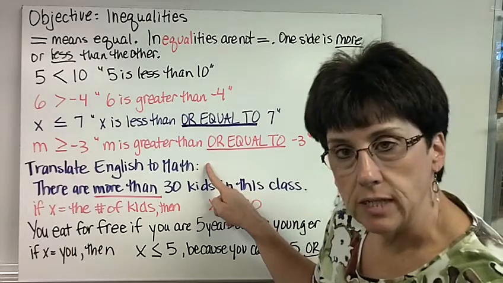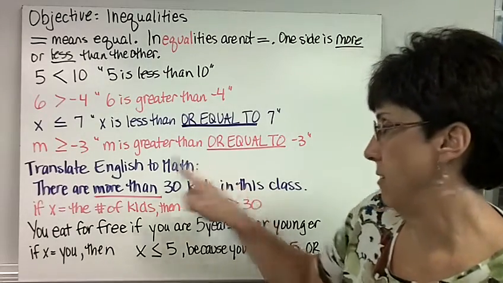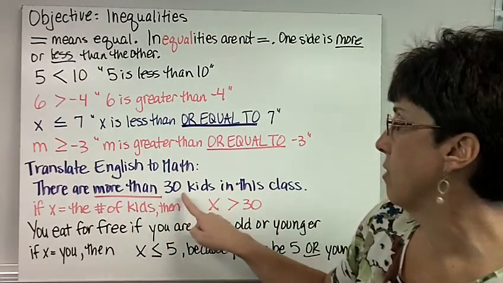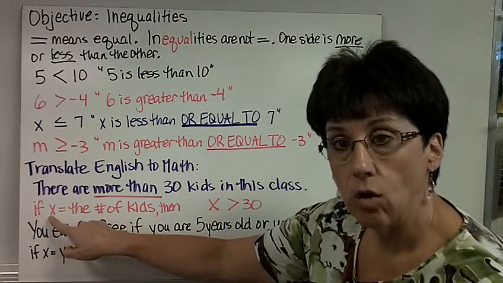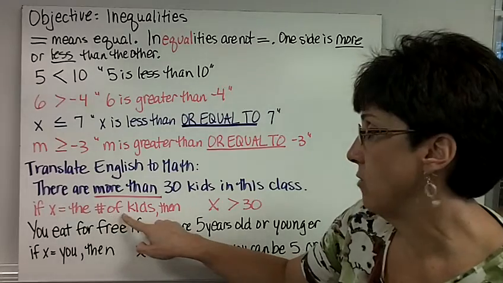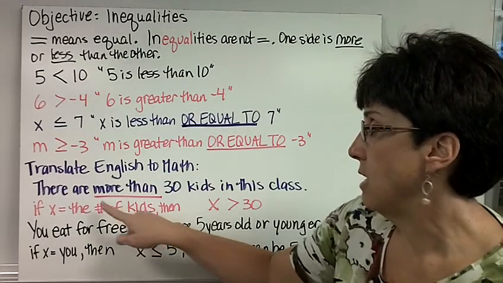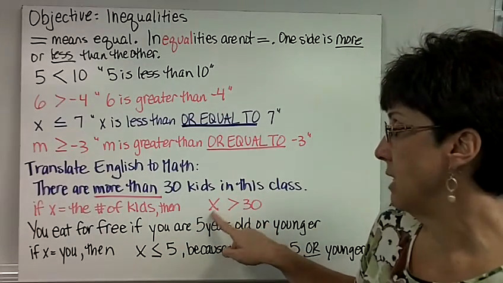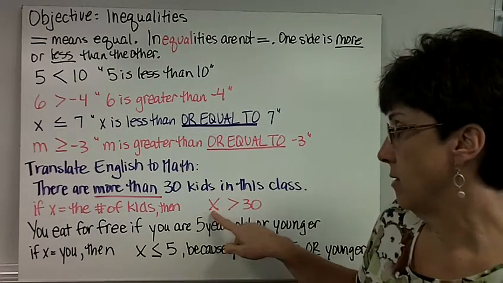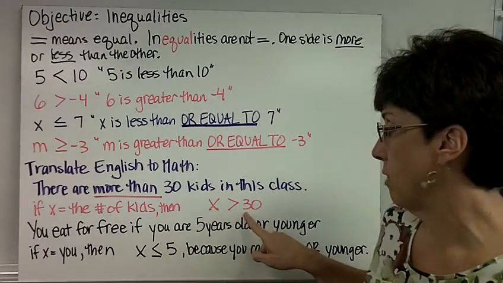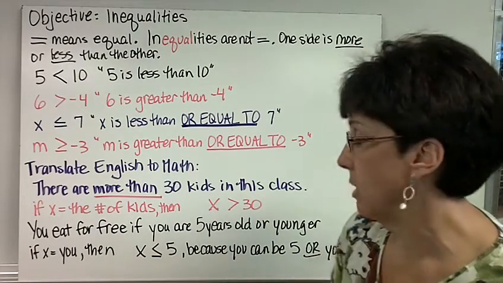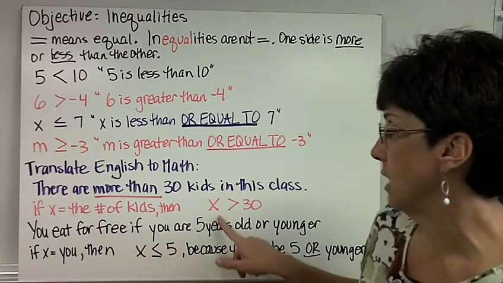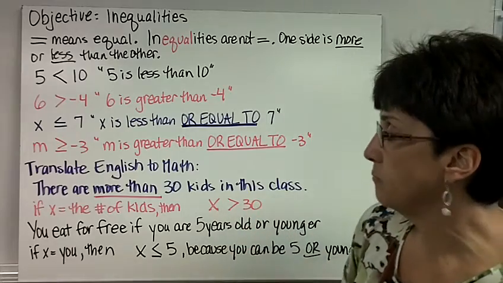Let's say we need to translate from English to math. There are more than 30 kids in this class. Let's have x be the number of kids in the class. There are more than, this is the number of kids, and there's more than 30. So you need to define your variable and know what you're talking about. My variable is the number of kids in the class, so there's more than 30.